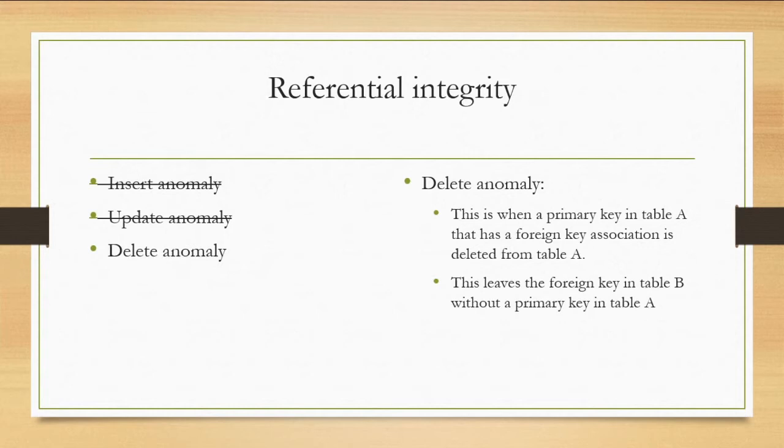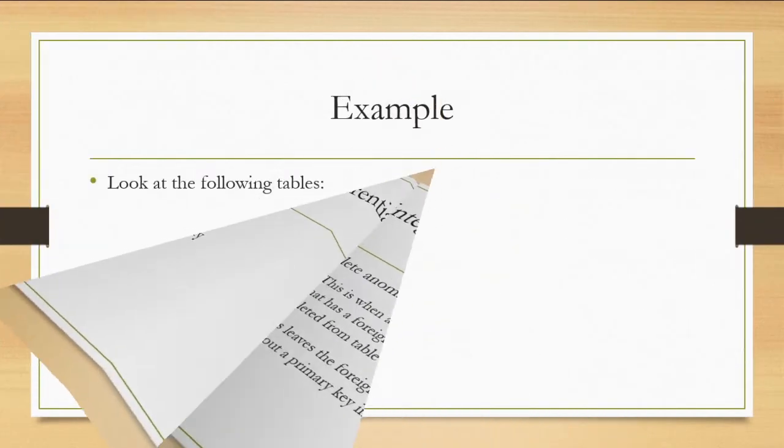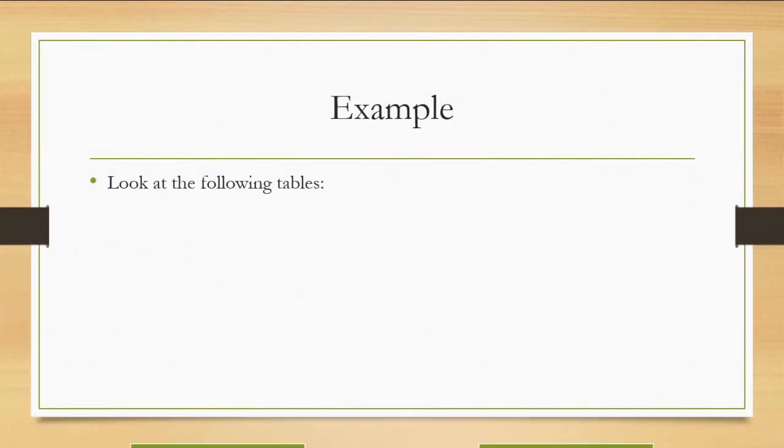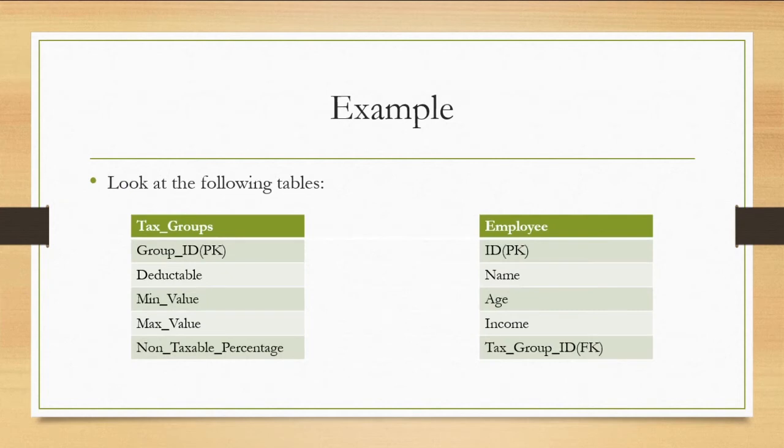Now, let's combine all of these and look at an example. Look at the following tables. We've got tax group, which has group ID, which is your primary key, deductible, min value, max value, and non-taxable percentage. Then we've got employee, which has ID, which is our primary key, name, age, income, and tax group ID, which is our foreign key. There is our relationship, and as stated, it is a one-to-many relationship.